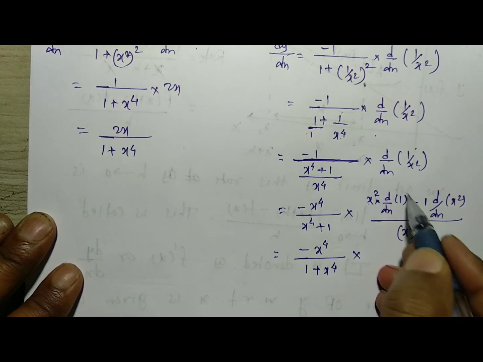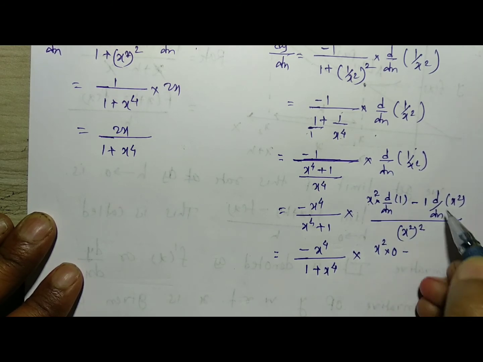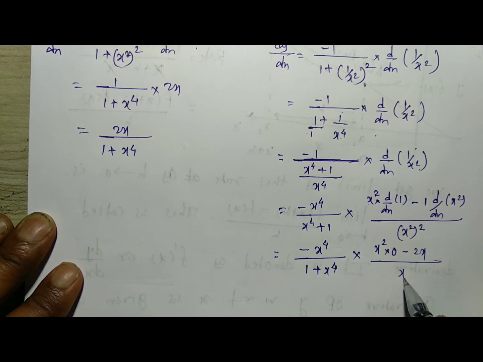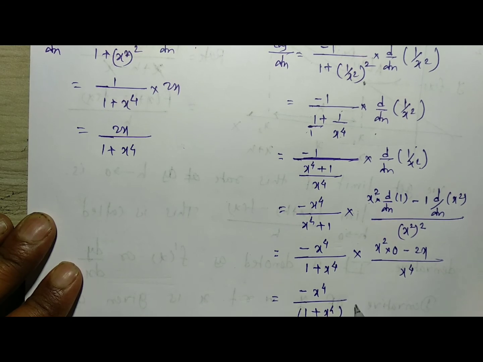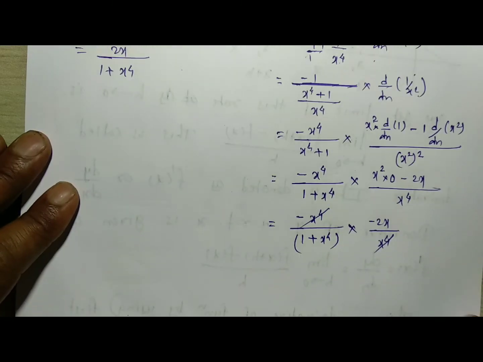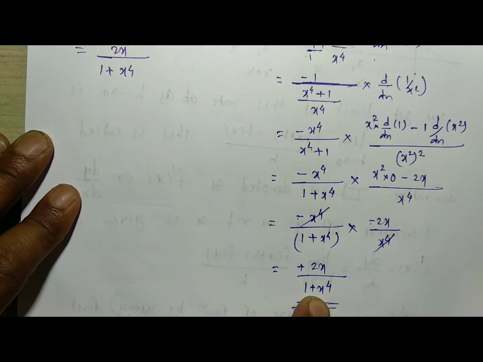Into x square, the derivative of 1 is 0, and therefore x square into 0 minus the derivative of this, 2x, divided by x raised to 4 in the denominator. Therefore you will get minus x raised to 4 divided by 1 plus x raised to 4 into minus 2x divided by x raised to 4. This x raised to 4 and this x raised to 4 cancel each other, and minus into minus gives plus 2x divided by 1 plus x raised to 4. You will get the same derivative here.